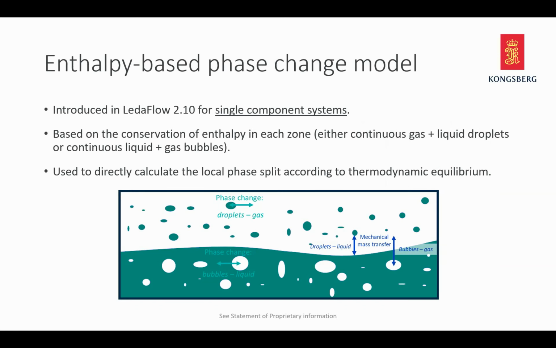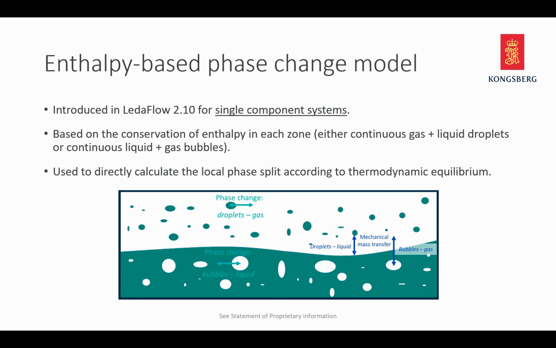So let me remind you about those two models. The mass transfer for single components was revised in LedaFlow 2.10, as I said, and it is now based on a local enthalpy balance in each zone. This enthalpy balance can be used to directly calculate the local phase split according to thermodynamic equilibrium. What is a zone? A zone is defined by a continuous phase and the dispersed phase it includes. So, for example, either continuous gas and the liquid droplets or the continuous liquid and the gas bubbles.